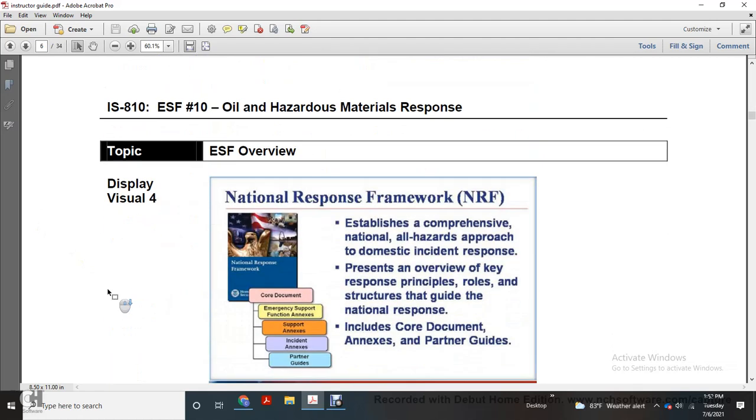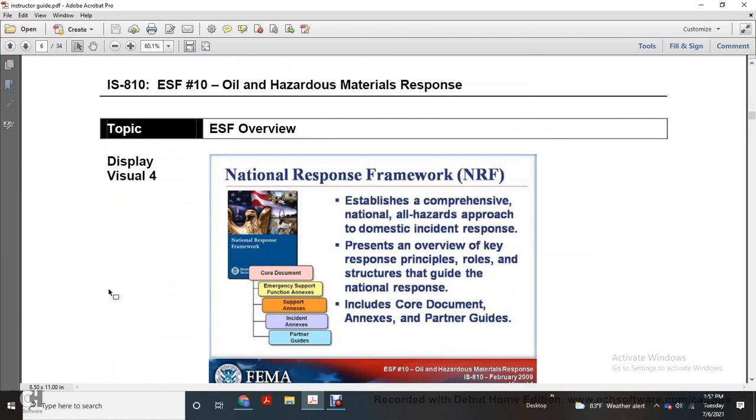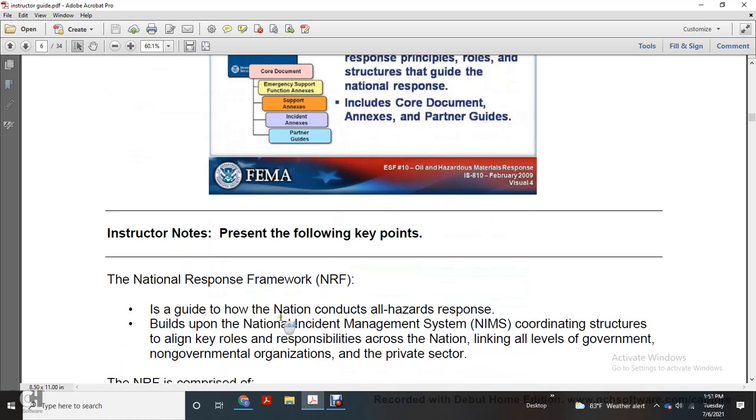Display Visual 4: National Response Framework. It establishes a comprehensive, national, all-hazards approach to domestic incident response. Present the overall key response principles, goals, and structures that guide the national response. It includes the core document, annexes, and partner guides. The visual shows the National Response Framework core document, emergency support function annexes, support annexes, incident annexes, and partner guides.